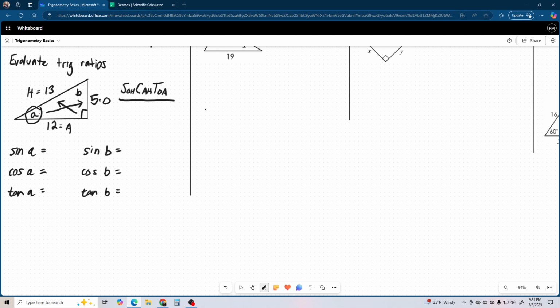So now let's use SOHCAHTOA to help us evaluate what our ratios should be for these. Let's start with sine A. Sine is going to be this first part, the SOH. So sine is opposite over hypotenuse, and that's what the SOH means here.